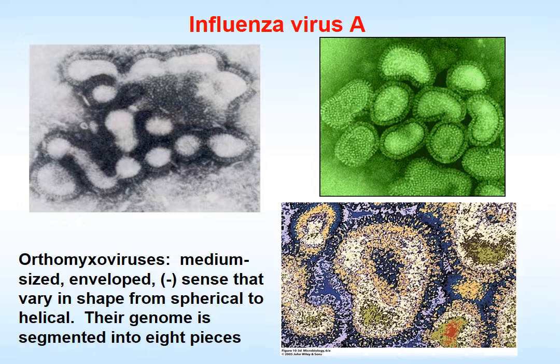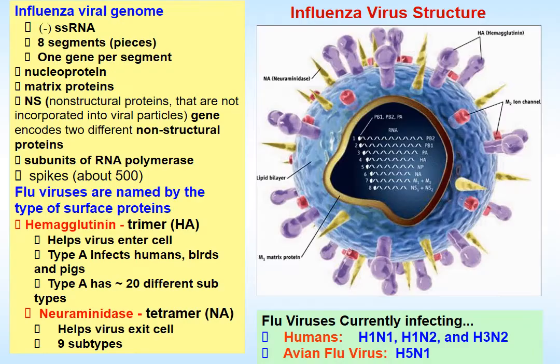Influenza virus A is a medium-sized enveloped virus, minus sense, and its genome is segmented into 8 pieces. It's the most important and striking biological feature of this virus.